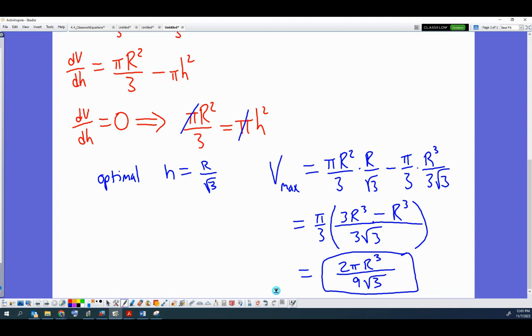So basically, if you take any circular sector, so you have a circle and you're going to cut a sector out of it or cut a slit in it to slide it around and make a cone out of it, that is your optimal volume. That's the most volume you could get from that circle. And it's in terms of big R, the radius of that circle you started with.